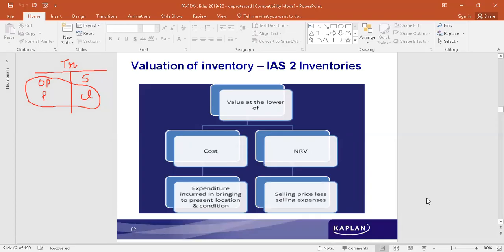Value at the lower of cost or NRV. The cost that is spent to acquire the inventory is the cost of the inventory. Then NRV is the sale value which is realized minus any expense that is incurred to sell the units. So it becomes net realizable value. Between the two, whichever is the lowest will be assigned as the value of inventory.